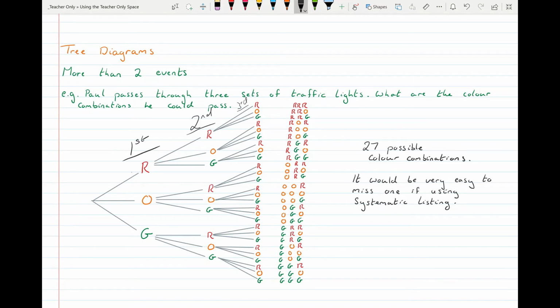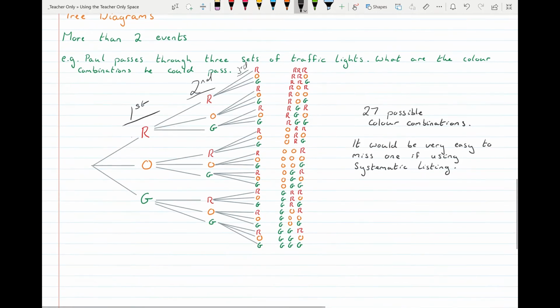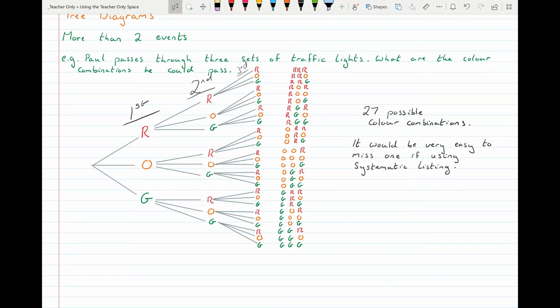So altogether then he could have got red, red, red, red, red, orange, red, red, green, red, orange, red, red, orange, orange, red, orange, green, if I'm listing off all the possible outcomes along the side. And counting them all up, there's 27 possible color combinations. So it'll be very easy to miss one of them if we're using systematic listing, but with the tree diagram, it really helps us out to make sure we don't miss any.